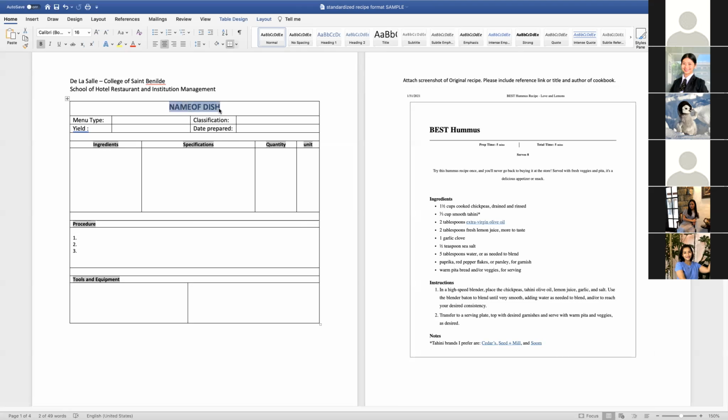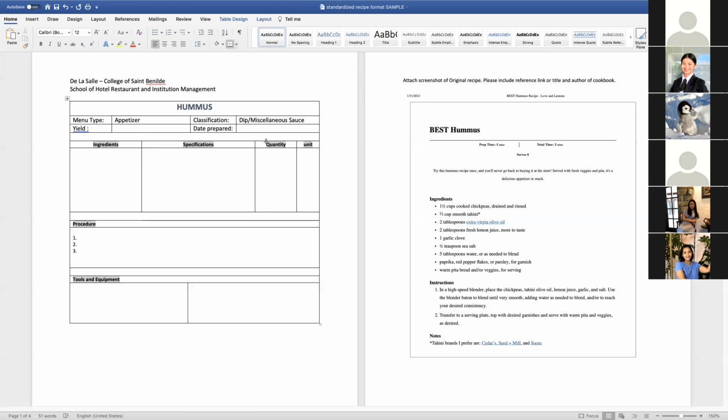What is the name of the dish? Okay, it's hummus. So this is your hummus. What menu type is it? This is actually eaten as an appetizer. The classification: this can be considered a dip or a miscellaneous sauce, usually eaten in Mediterranean cuisine.